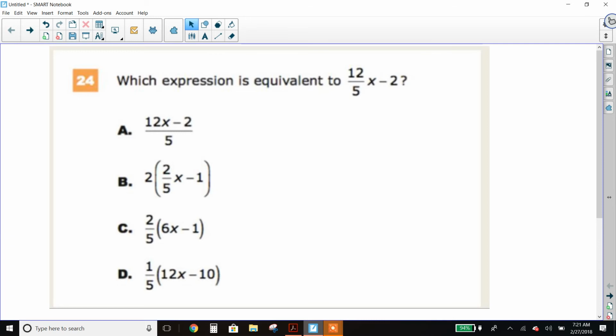Now, if you're struggling, remember, equivalent means equals. If you took a value such as 1 and plugged it in for x in every single one of those expressions, if it is an equivalent expression, it should come up with the exact same solution every time. It should be the same answer. Now, looking at the problems, I would plug in 5 for x. Everywhere you see an x, I change it to a 5. So it would be 12/5 times 5 minus 2, just if I was you.